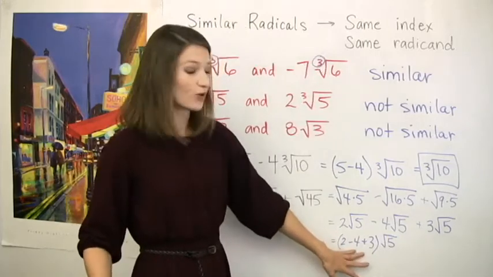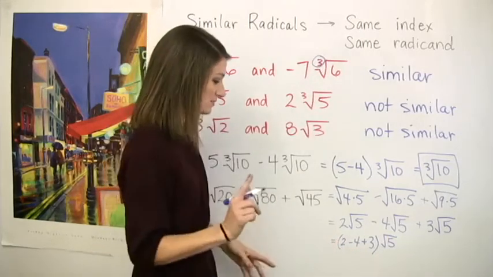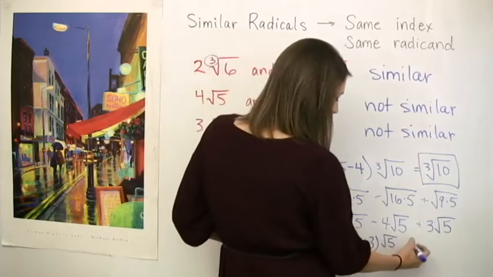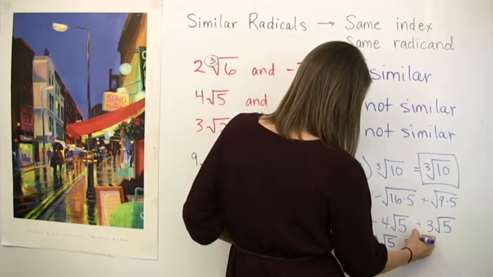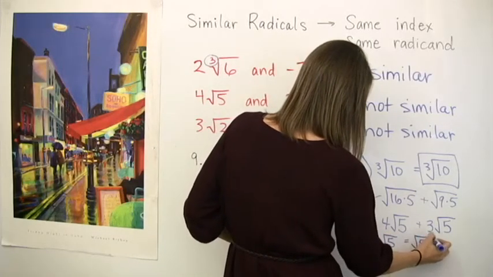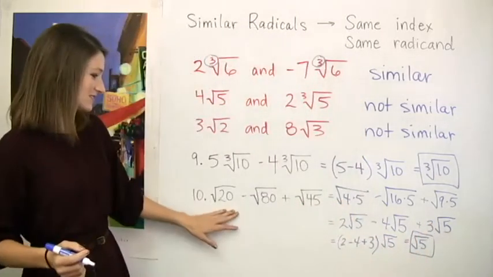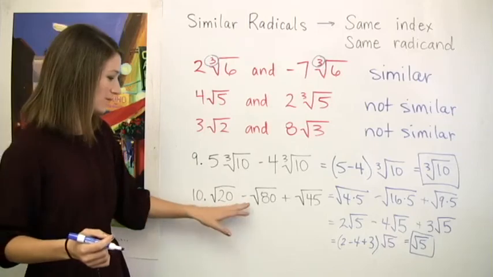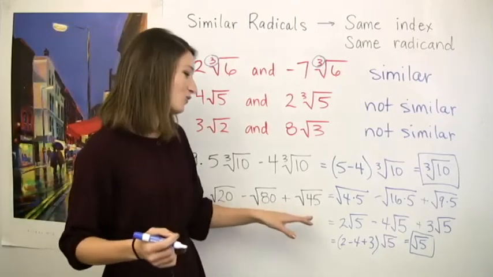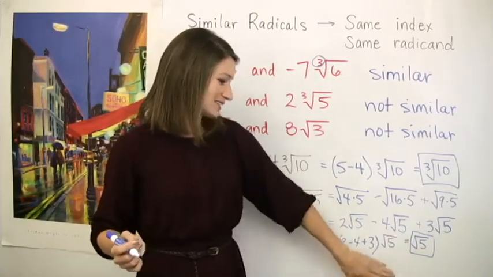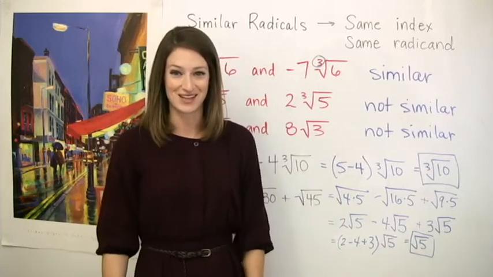Simplifying that, 2 minus 4 is -2 plus 3 is +1. So it's 1 times the square root of 5, otherwise known as just the square root of 5. So there's our final answer for this problem here. The square root of 20 minus the square root of 80 plus the square root of 45 simplifies down to the square root of 5.